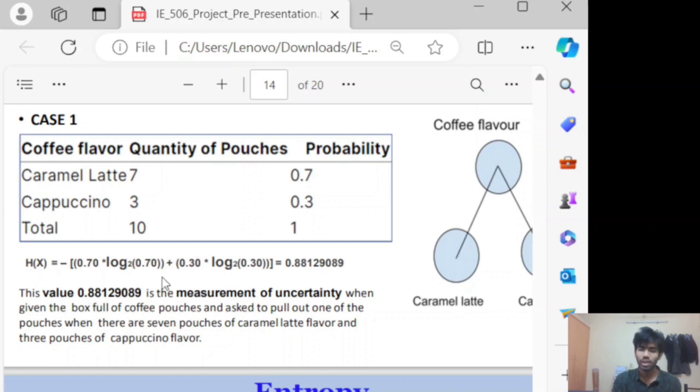And then we again do that for cappuccino. Its probability would be 0.3, and then multiply it with log 0.3 with base 2, then add both of these terms and take the negative of the resulting term. So it comes out to be 0.8. This value shows the measurement of uncertainty, how uncertain we are, that we are not certain which flavor we would get when we pick up a flavor.